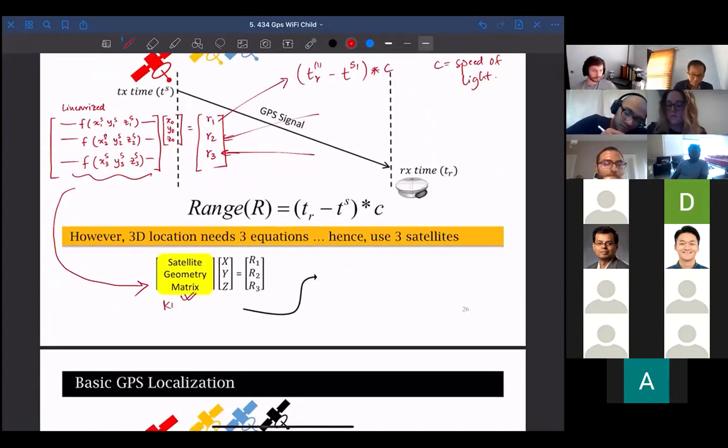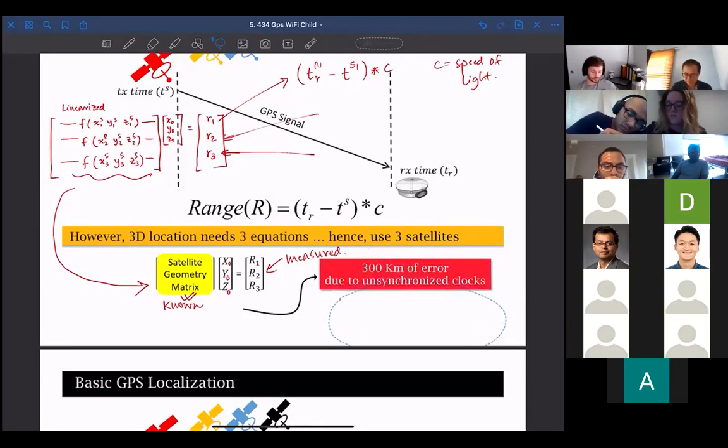So now you have the satellite geometry matrix, which is known. This is known because this is a function of the ephemeris, XYZ or X0, Y0, Z0. R1, R2, R3 is measured. If you solve this, you will get an answer. But that answer will give you 300 kilometers of error.